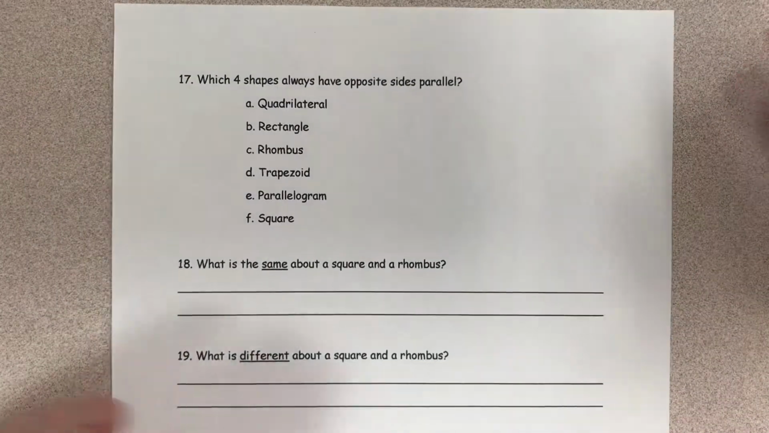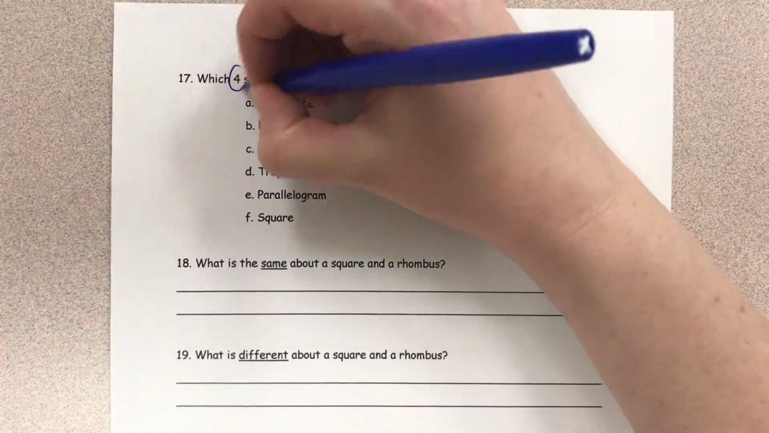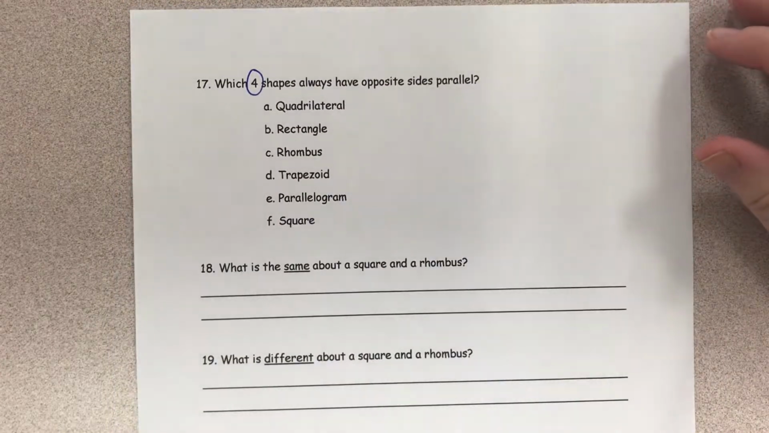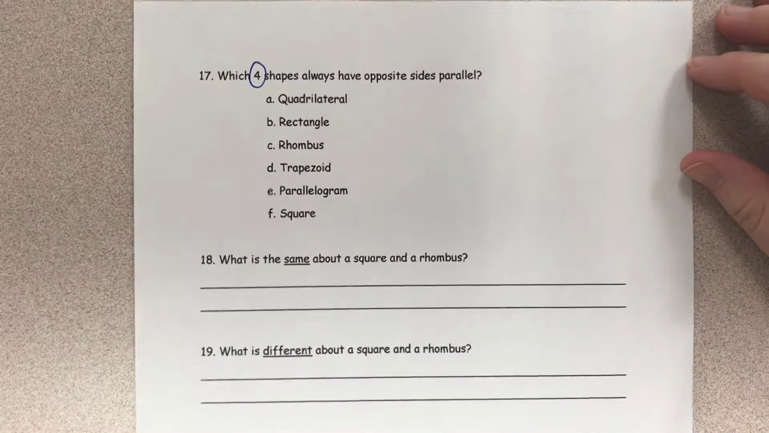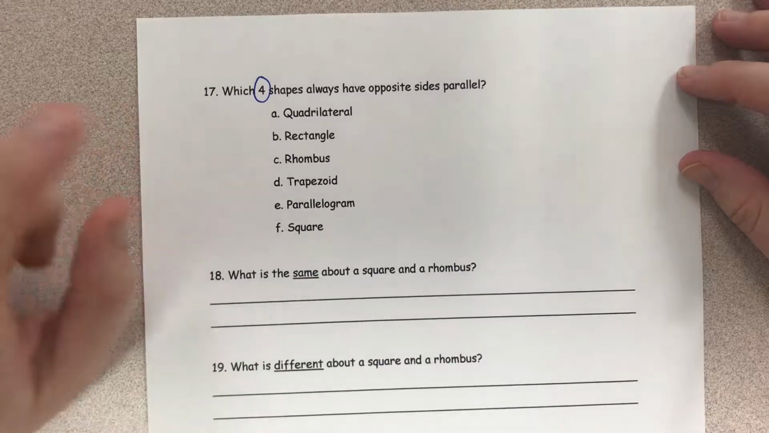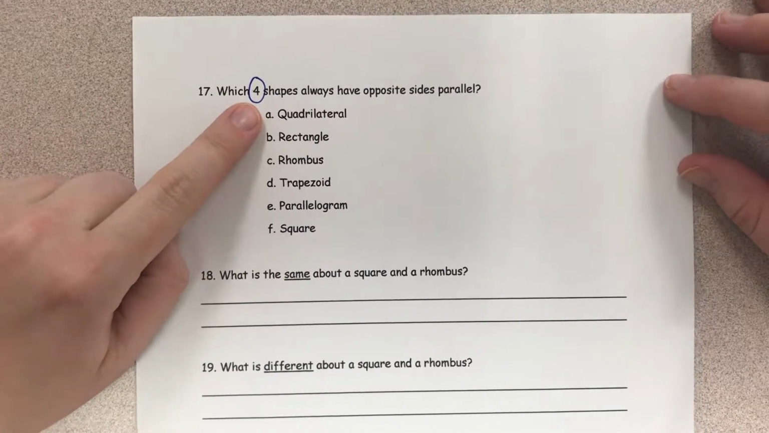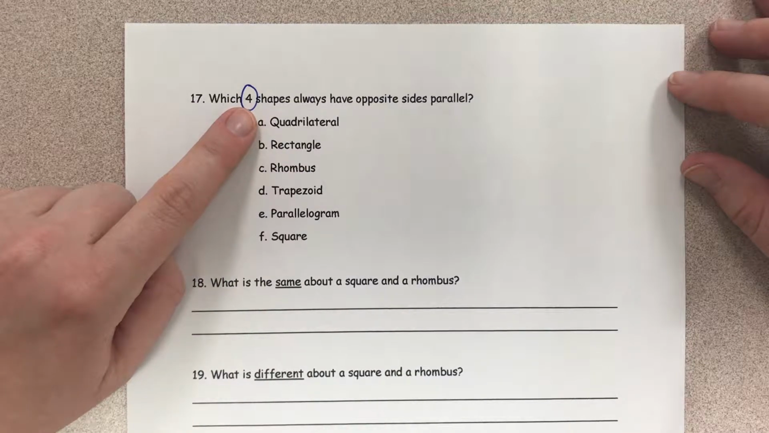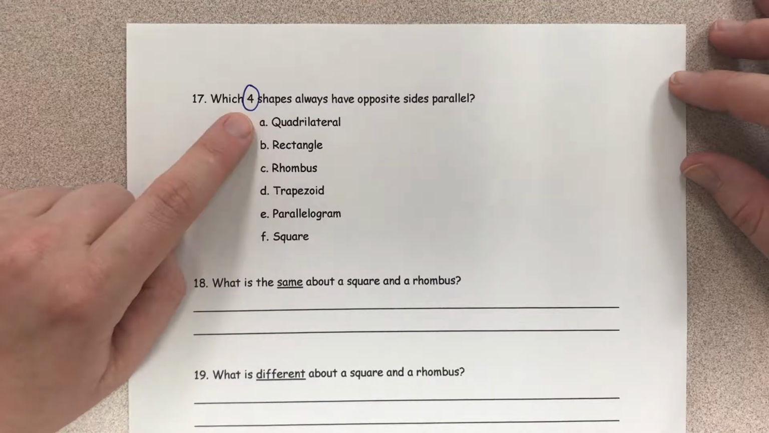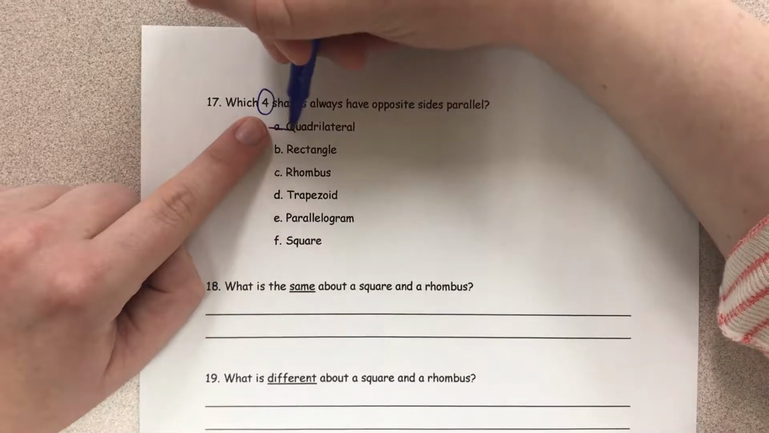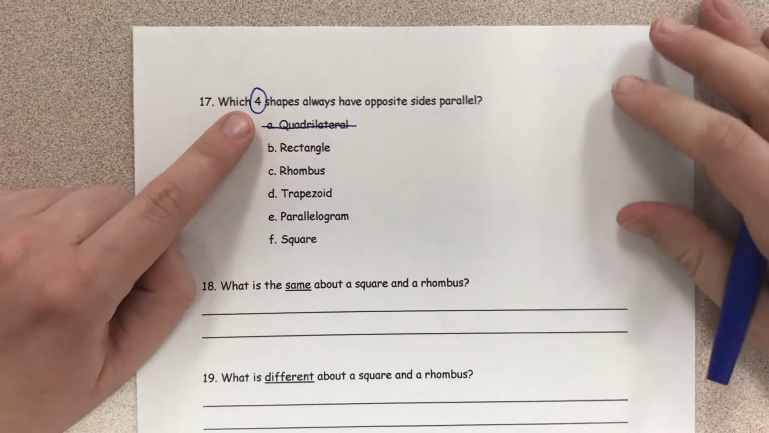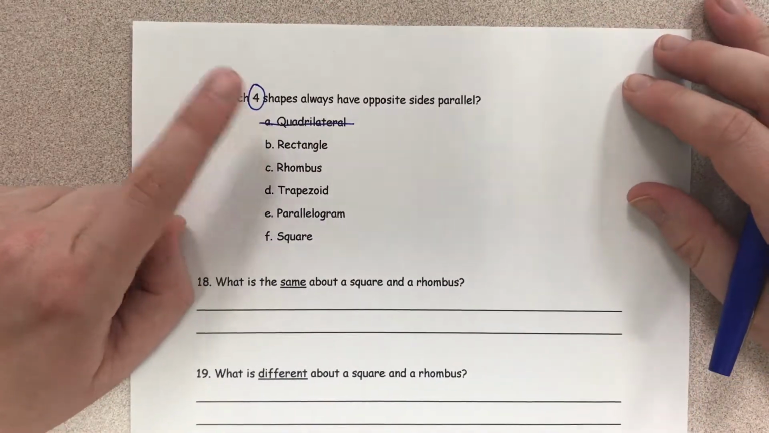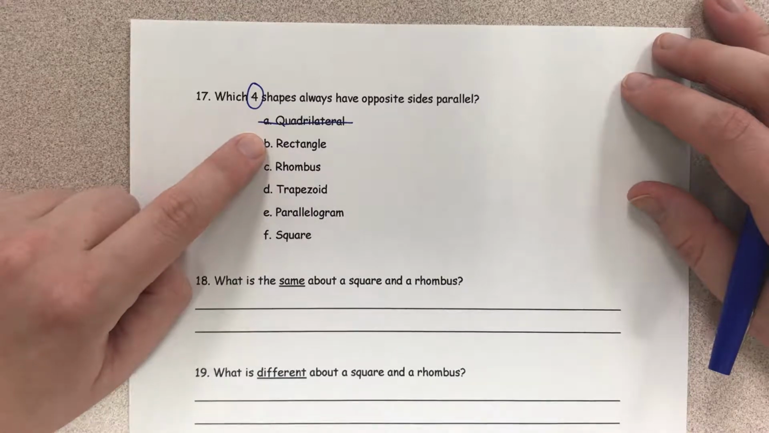So number 17, they're telling us how many answers there should be, which 4 shapes always have opposite sides parallel? First, let's look at quadrilateral. What's the rule for a quadrilateral? That it has 4 sides. Does it say anything about them having to be parallel? No. So that we know is not going to be the answer because they don't have to have any sides parallel at all. So quadrilateral is not going to be one of our choices.